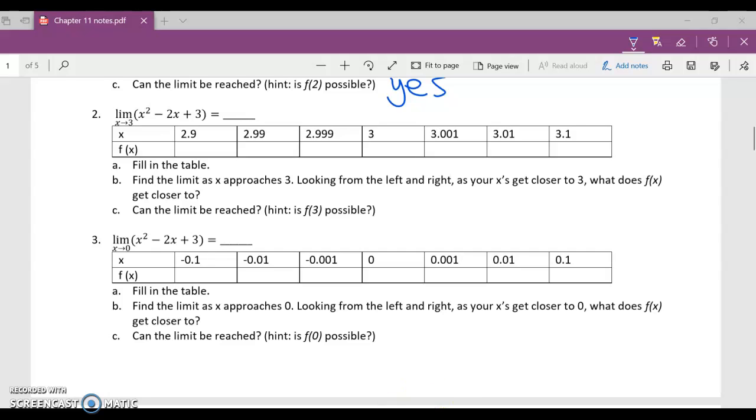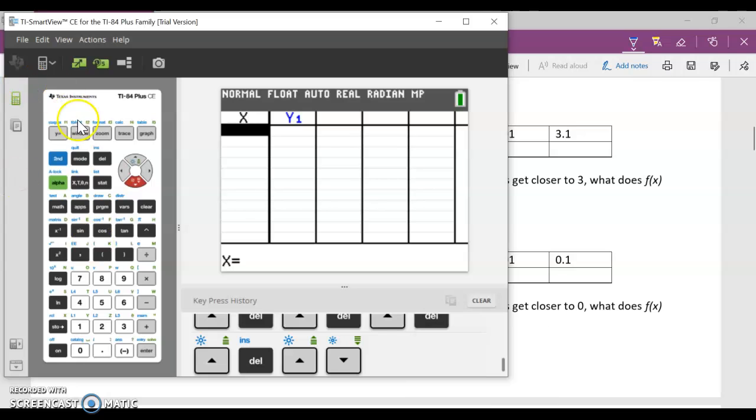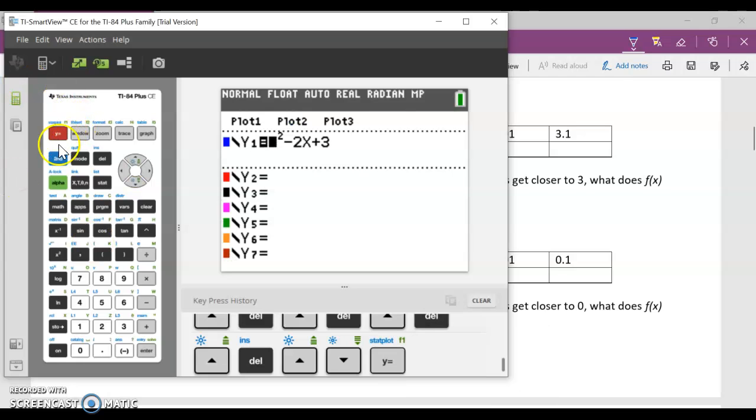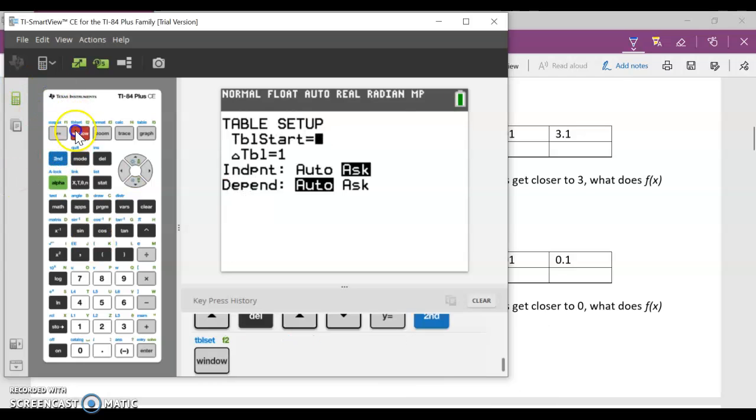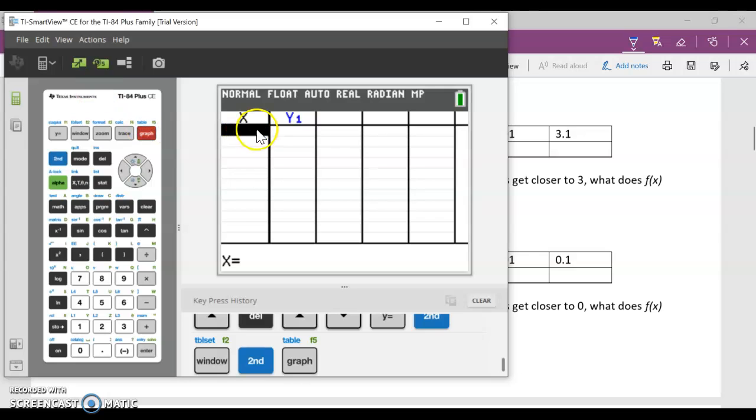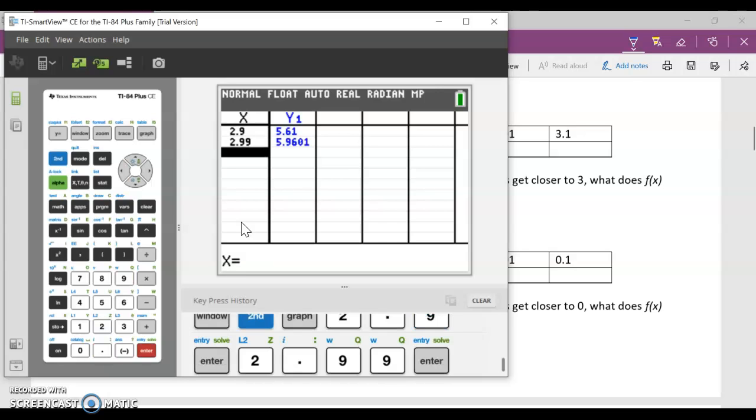When I go to my calculator, I have my y equals with that equation in it. And remember for my table setup that I am on this ask feature, which means that initially in my table, there's no x values until I start to type them in. So since we are looking for the limit as x approaches 3, we use some numbers smaller than 3, like 2.9, 2.99, 2.999. They're getting closer and closer to 3.